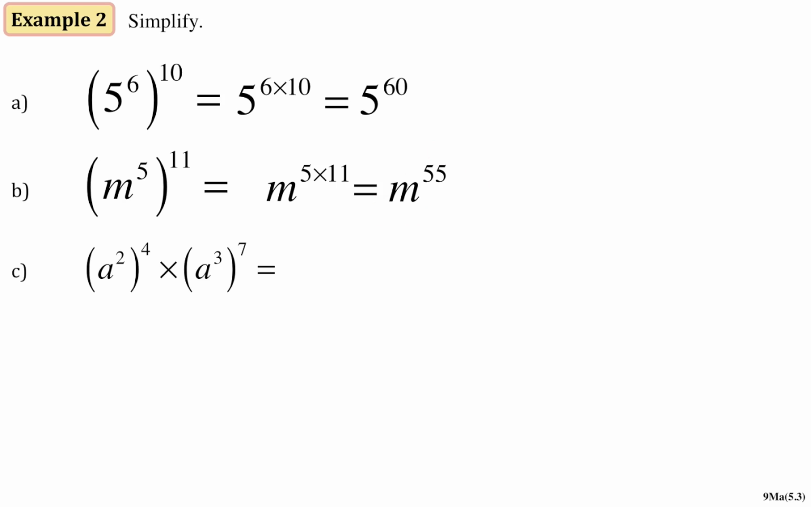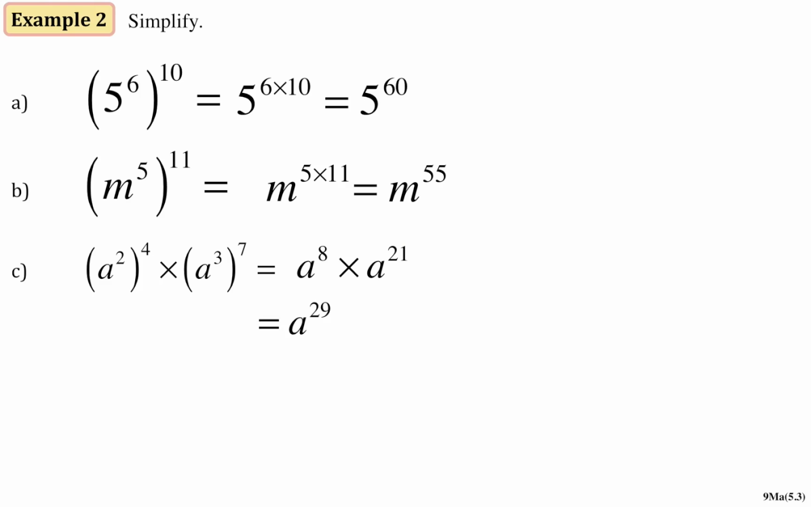Let's have a look at part C. a to the power of 2 to the power of 4, and a to the power of 3 to the power of 7. 2 times 4 is 8. 3 times 7 is 21. So that becomes a to the power of 8 multiplied by a to the power of 21. That's dealing with the power to the power parts. Now when you're multiplying with indices, add the powers together. That's law 1. So when you're multiplying, as long as the bases are the same, plus the powers, 8 plus 21 is 29, so it becomes a to the power of 29.